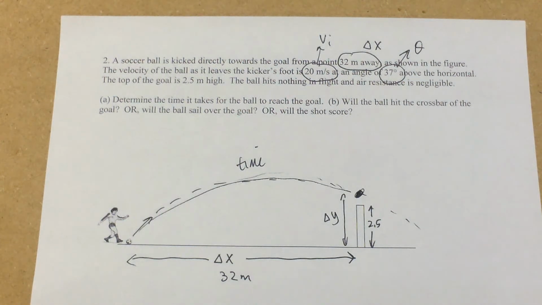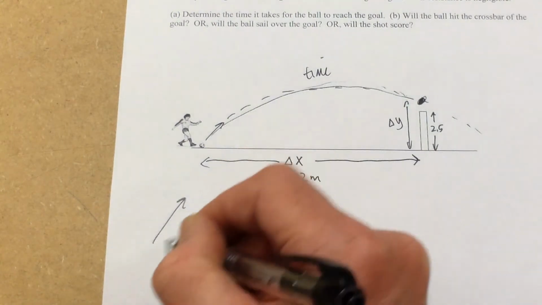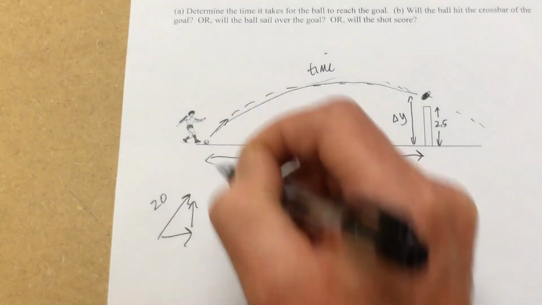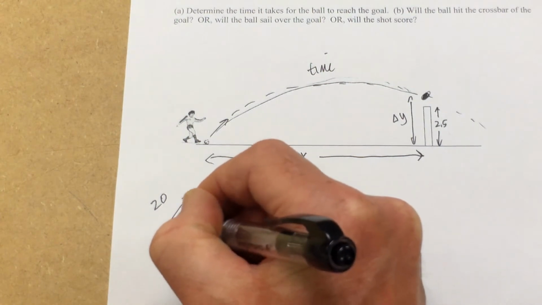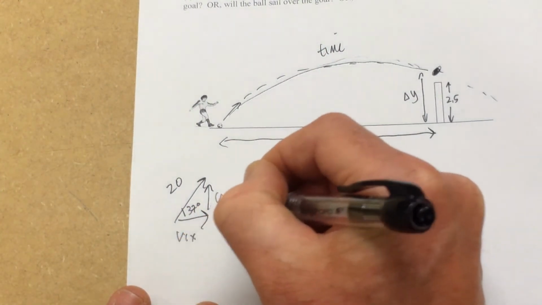Okay, now this is going to work a little different than the first one. But as always, let's create our initial vector triangle. Okay, we know the VI then is 20 meters per second. We know then the angle's 37 degrees. All right, so this would be our VIX, VIY.